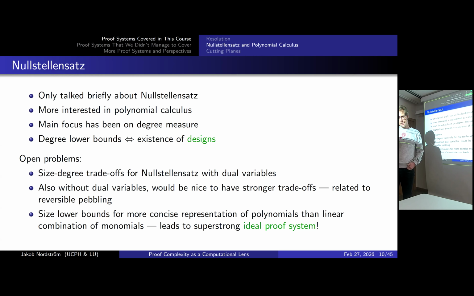bounds. One final thing that we're going to talk about later is all of this relies heavily on the fact that we're insisting on representing polynomials as linear combinations of monomials. And you can ask, what if I have a better representation in mind? And we'll talk about it towards the end of today's lecture. The answer is that then you get to the ideal proof system, which is ridiculously strong.